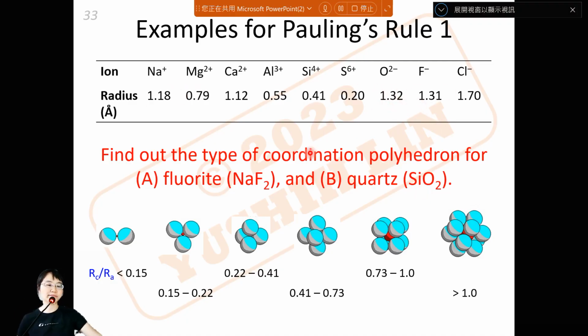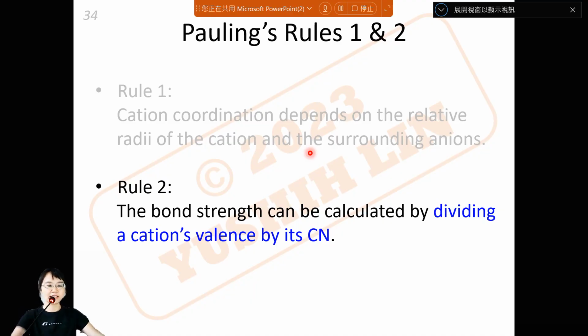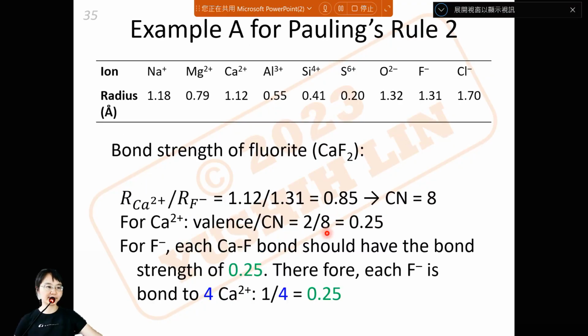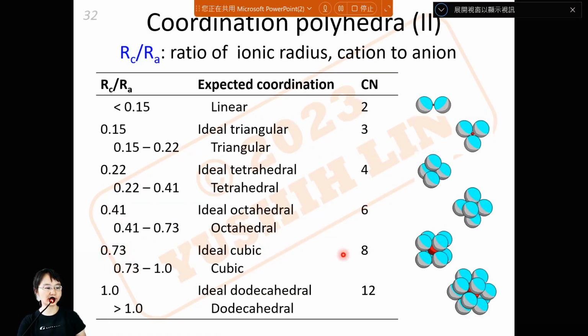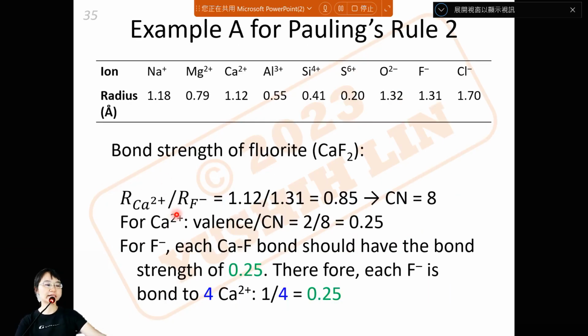That's his first rule. The second rule is more complicated, to calculate the bond strength. The definition is to divide the cation's valence or anion's valence by its coordination number. Here, I show you the calculation for fluoride. Calcium is the number here, fluorine the number here. So the ratio is 0.85. Therefore, its coordination number is this one. It's cubic. For calcium, the valence is 2, divided by its coordination number, so its bond strength is 0.25.